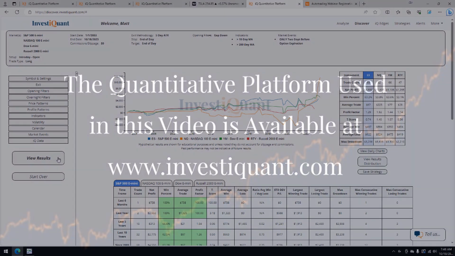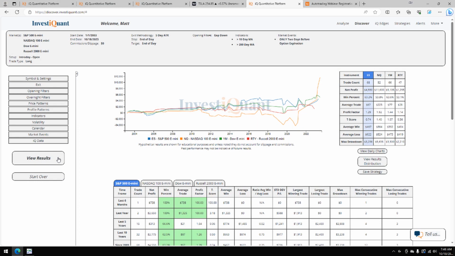All right, here we go. These are the results based upon entering the market long at 9:30 a.m. Eastern Time, exiting at 4:15 p.m. Eastern Time when you are gapping down 2 days before options expiration in a bull market environment. Historically, we have 68 samples in the S&P, 52 in the NASDAQ, 66 in the Dow, 47 in the Russell.